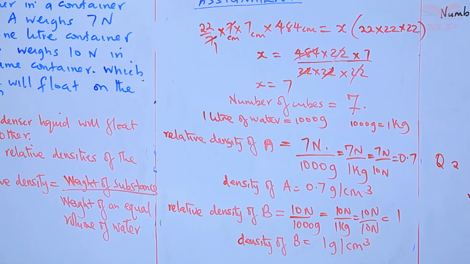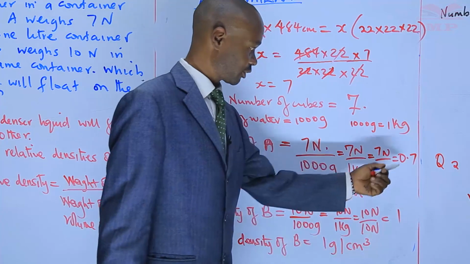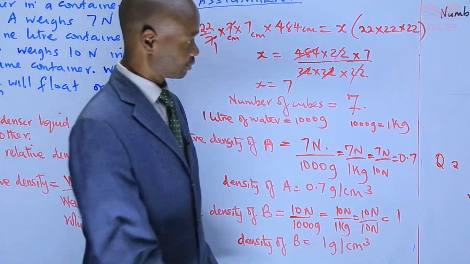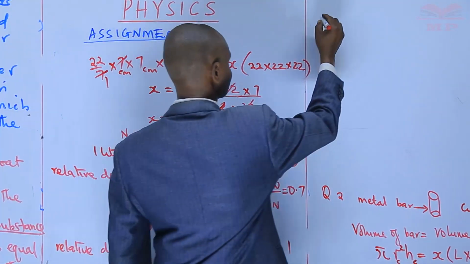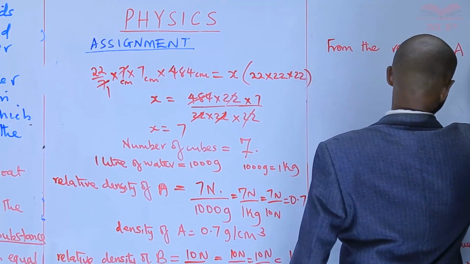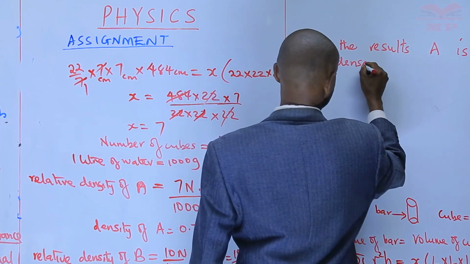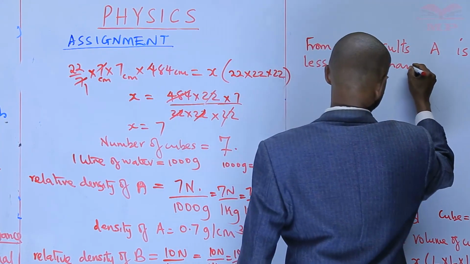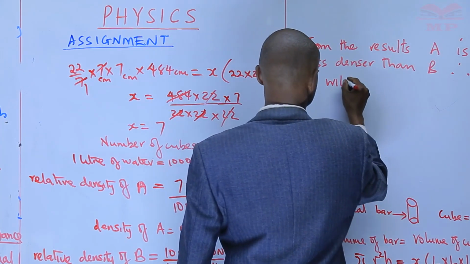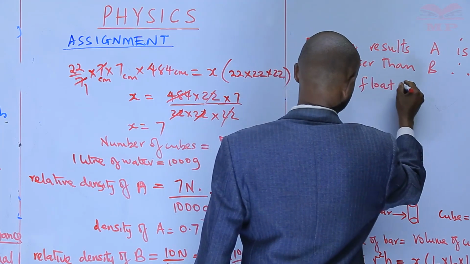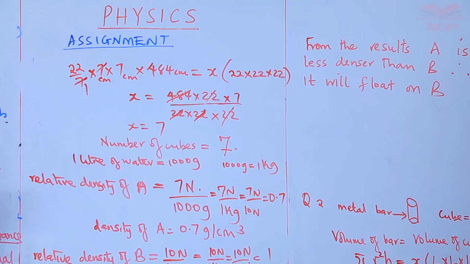So it is easy to know which is denser. It is now easier to know which one is denser. You compare 0.7 to 1 gram. So from the two, you come and explain from the results. A is less dense than B. Therefore, it will float on B.